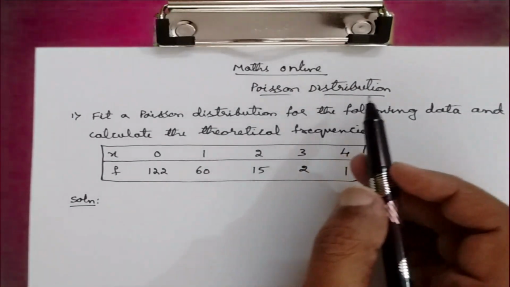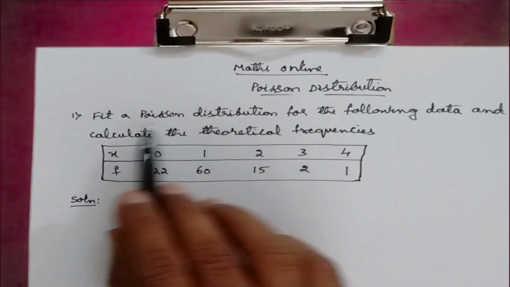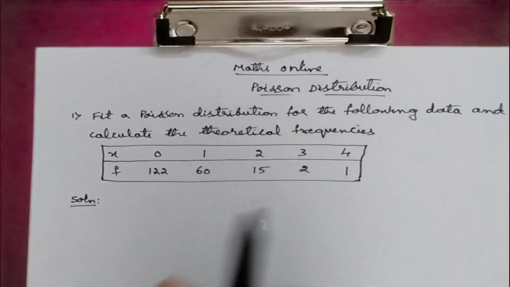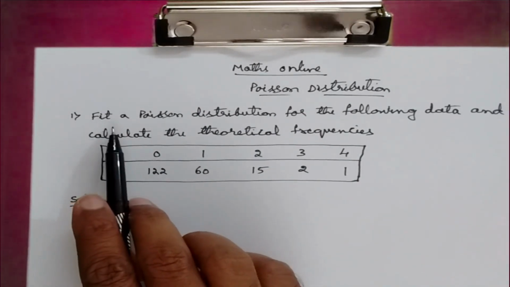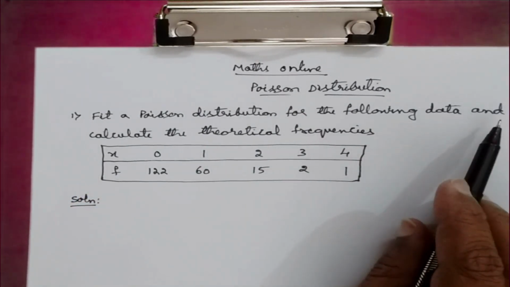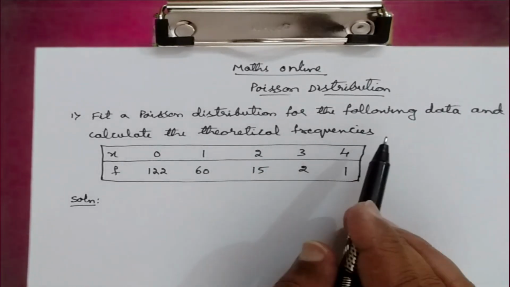Today's topic is Poisson distribution. We'll take a few examples on the Poisson distribution. So the first example is: fit a Poisson distribution for the following data and calculate the theoretical frequencies.